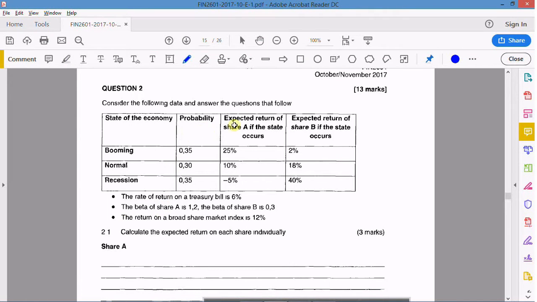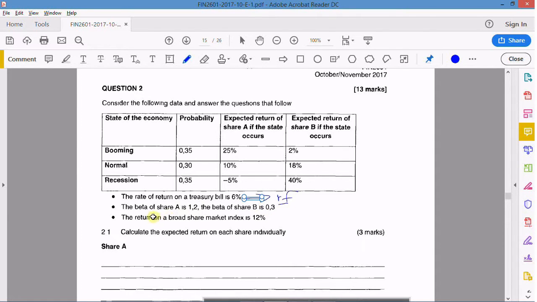Consider the following data and the following questions. Probability, expected return. That looks like a table method question. Do you agree? It is. The rate of return on a treasury bill is given. Treasury bill rates are risk-free, because treasury bills, you'll learn in economics, maybe in monetary policy. Treasury bills are considered risk-free because the government issues those securities and there's no risk attached to it. We assume governments are risk-free.